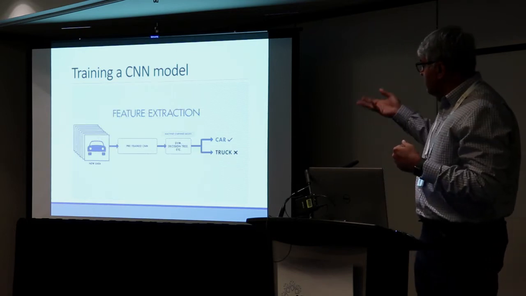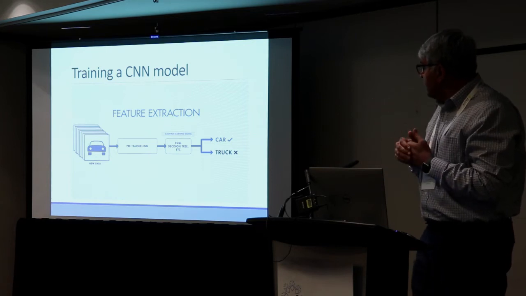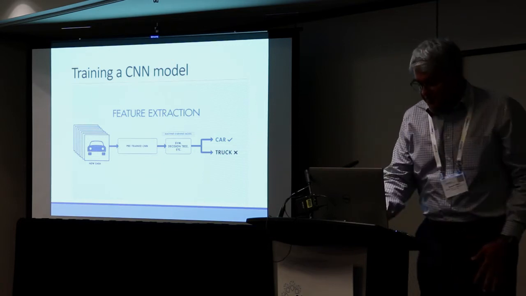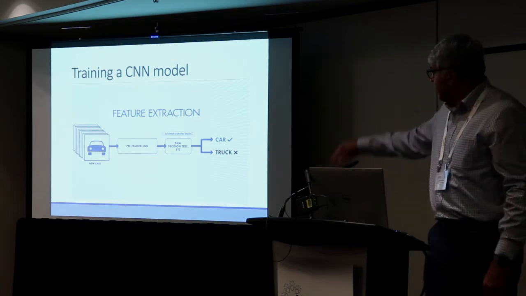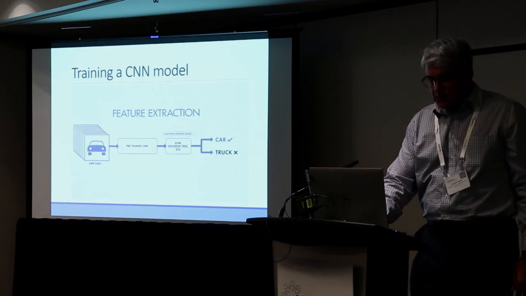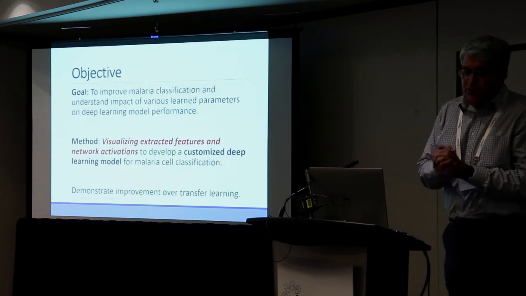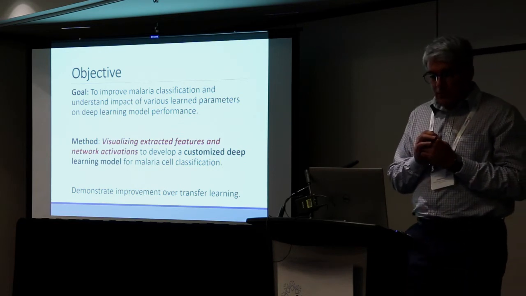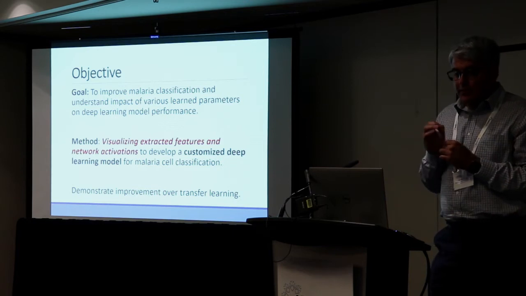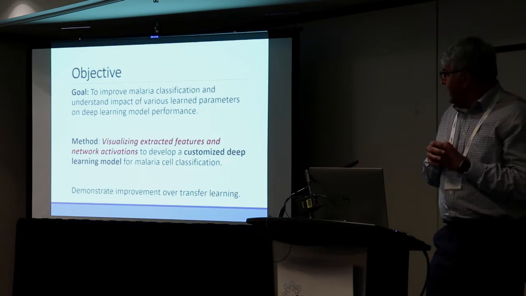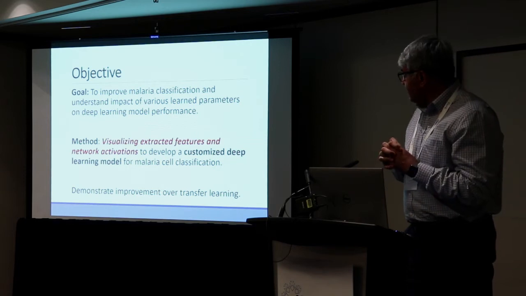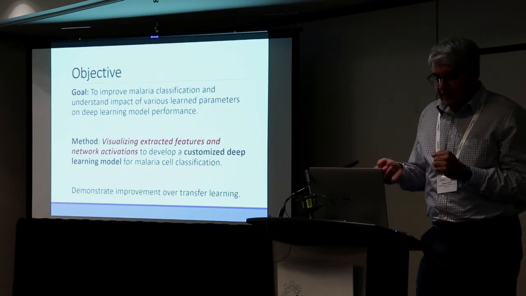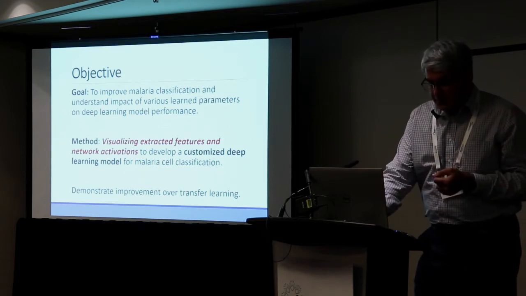And finally, they also use a conventional neural network to extract features in more of an autoencoder style, if you will, or for getting a two-class problem solved. So our goal was to, of course, improve malaria classification, but also to understand the impact of various learned parameters along the way and see how we can improve the deep learning model performance. And for that, we want to visualize the extracted features and the network activations and also prove that we actually are better than transfer learning as far as the current models go.